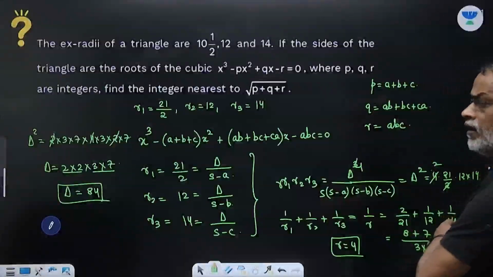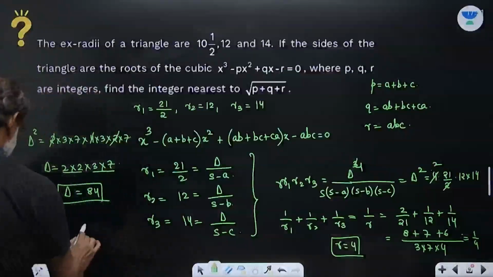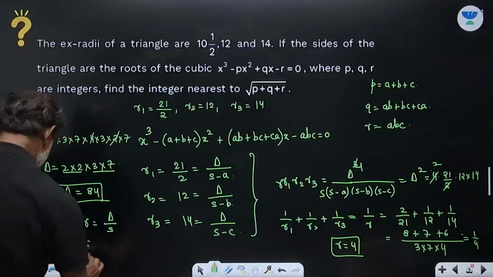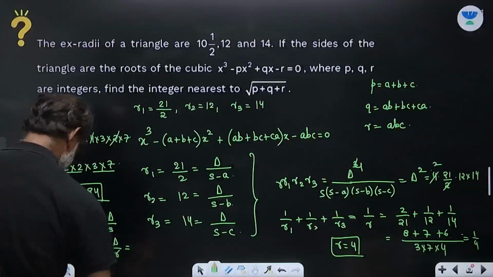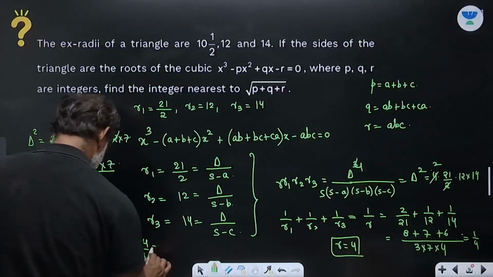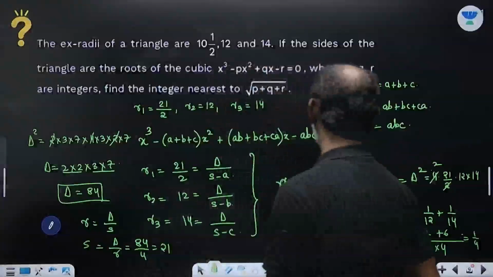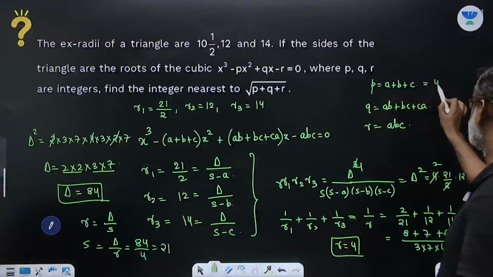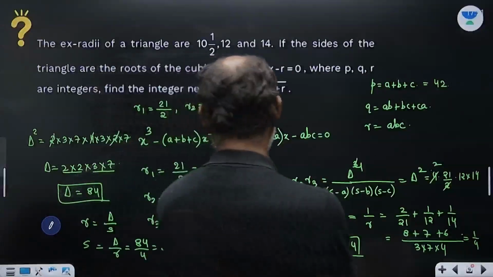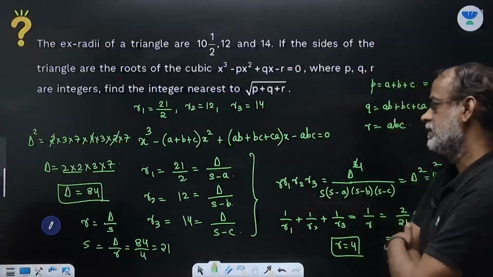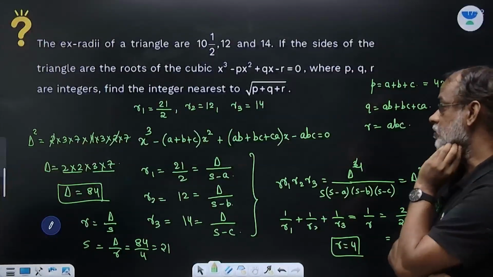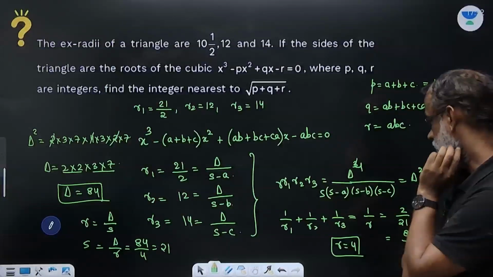Now S you can find, you know delta, R is delta by S. S is delta by R. So, delta you have found out 84 by 4, this is 21. So, S is 21, so A plus B plus C is now 42. Okay. Now, R1 is okay, A square plus B square plus C square, that is how you get ABC. S you know.